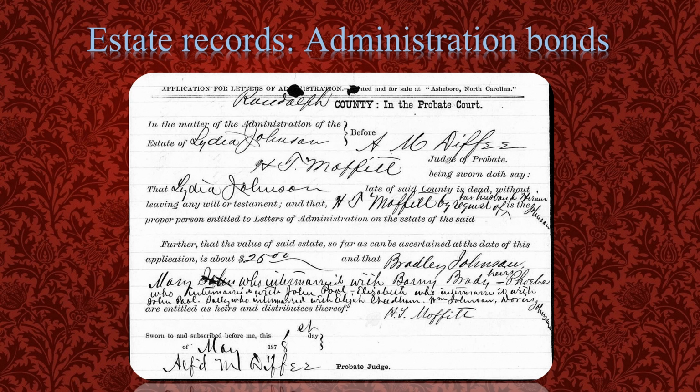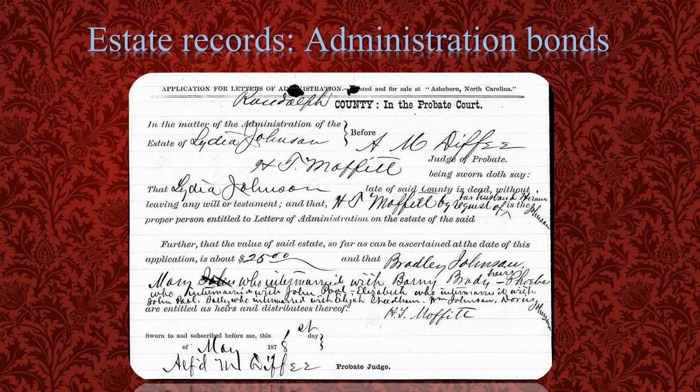Now, this slide gives an example of an 1878 Randolph County, North Carolina, application for letters of administration on the very minimal estate of Lydia Johnson. Her husband, by the way, was still alive, but because he was probably illiterate and incapable of handling that matter, H.T. Moffat is made the administrator here. He's the one who applies. He's declaring that his decedent, Lydia, died without a will recently, and she had about $25 worth of property to distribute among her children, and he lists them all here. Even though it's really scrunched up, they're all listed.